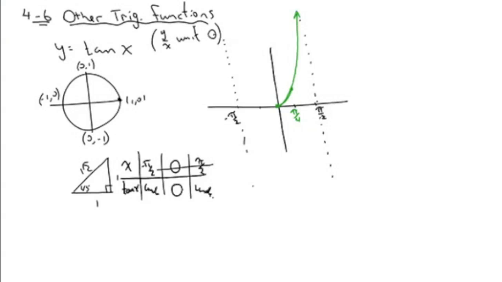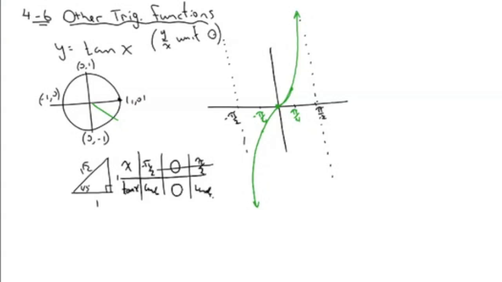Now, on the other side is negative pi over 4. So negative pi over 4 is here. It's in the fourth quadrant. It's coming down 45 degrees. And it would be 1 over 1 still, but since it's in the fourth quadrant, it is negative 1. So it comes down here someplace, and we have to continue our pattern that way.